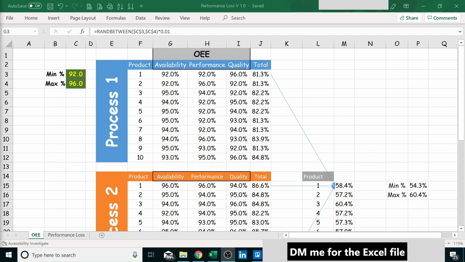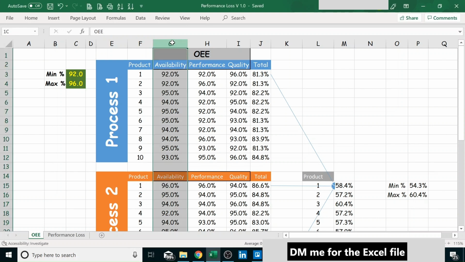Now, all the numbers in between column G, A, H, and I are randomly generated in between these two numbers. So I can say my minimum should be 92 and my maximum should be 96. So all of these numbers are generated in between those two. And our total multiplication of those three numbers is our overall equipment effectiveness. In this case, we say, well, 92 and 96 are not that bad. They're not that bad of a number. So we get 81, for example, for product one on process number one.